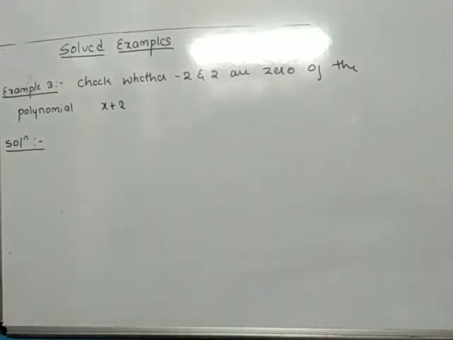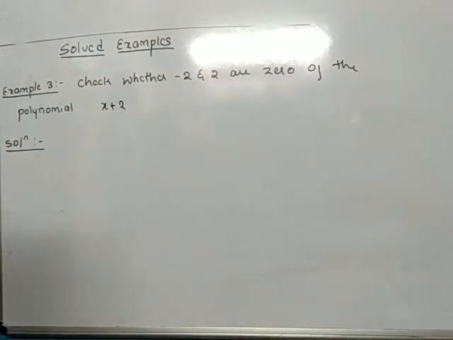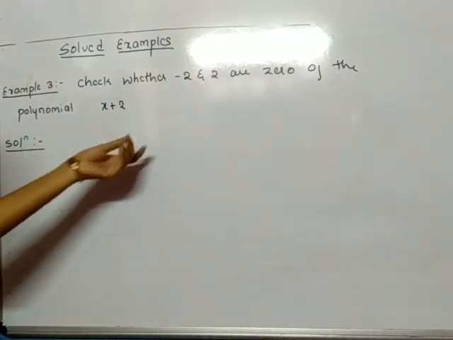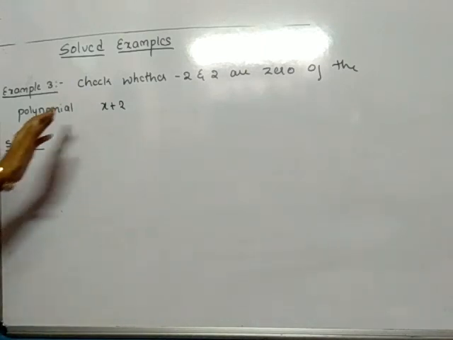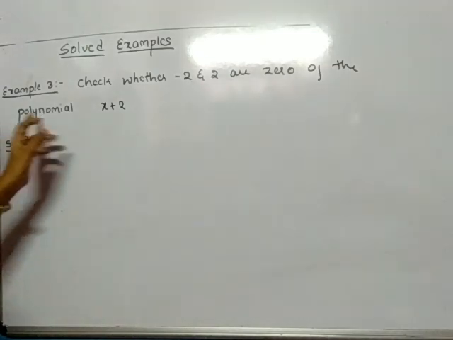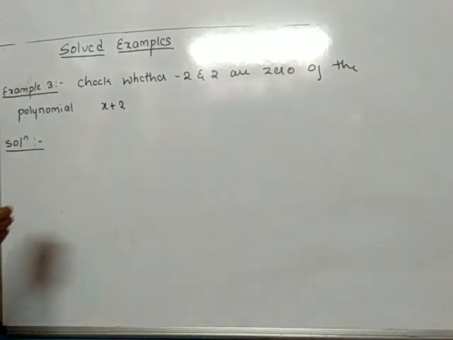We'll solve examples. In the third example, check whether -2 and 2 are zeros of the polynomial. It means after substituting these values one by one, we should get 0. Then only we can say that -2 and 2 are the zeros of the given polynomial. Here they have given a polynomial, right?